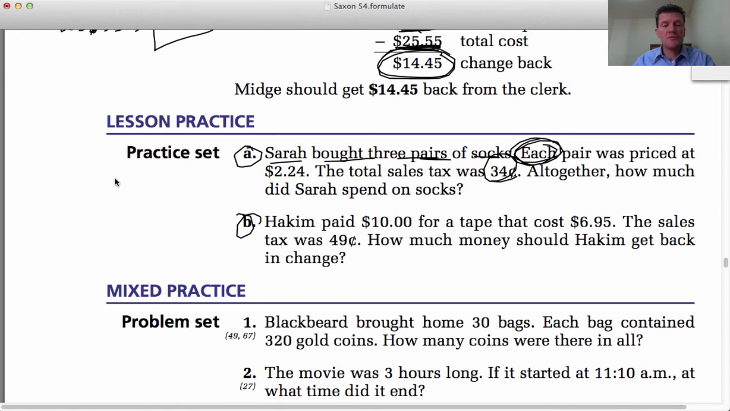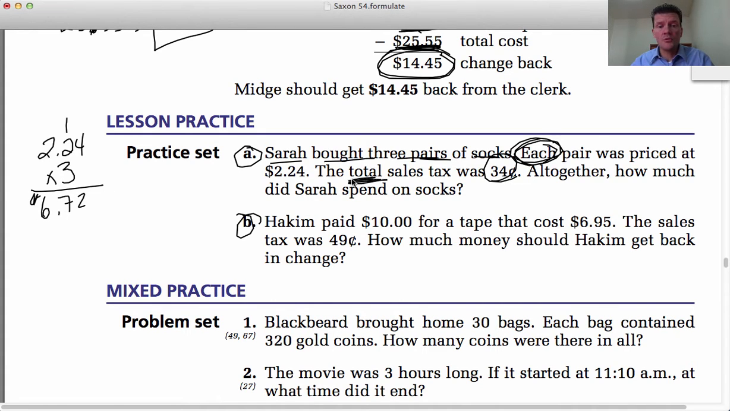Each pair is $2.24. So the first thing you want to do is take 3 times $2.24. So 3 times 4 is 12. Carry the 1. 3 times 2 is 6, plus the 1 is 7. 3 times 2 is 6. So $6.72. If I did that correctly, that's how much she owes for all 3 pairs of socks.